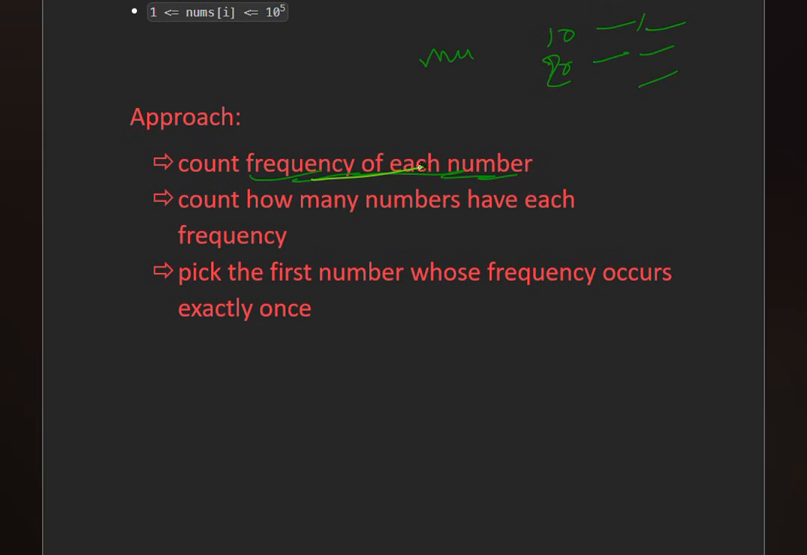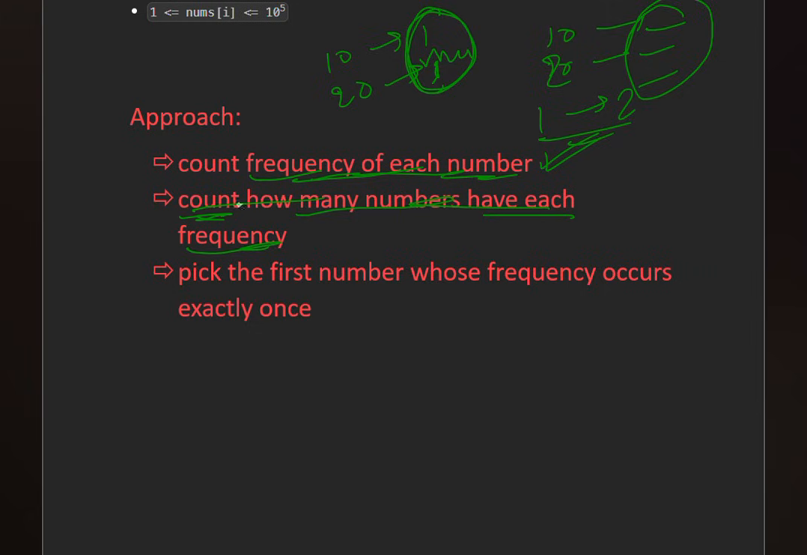We will be counting the frequency of each number. After that, we count using these frequencies. We will be counting how many numbers have each frequency. So suppose 10 has frequency 1, 20 also has frequency 1. So how many times is the frequency 1 coming? We will store that 1 is coming 2 times.